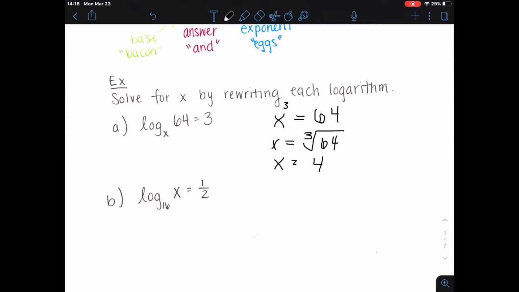Same thing in the next one, you have log base 16 of x equals 1/2. If you rewrite this, 16 is your base, x is your answer, and the 1/2 is the exponent. So 16 to the 1/2 equals x. 16 to the 1/2 is the same thing as the square root. So really, the value of x that solves this equation is 4.